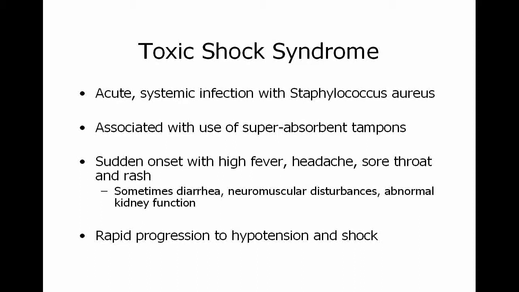Usually, again, a menstruating female that's been using the superabsorbent tampons with these signs and symptoms, and it rapidly progresses to hypotension. Now, mark that as hypotension. That's low blood pressure and shock that goes along, hence the name toxic shock syndrome. So they certainly need someone to immediately realize exactly what is going on in the situation to treat them effectively.